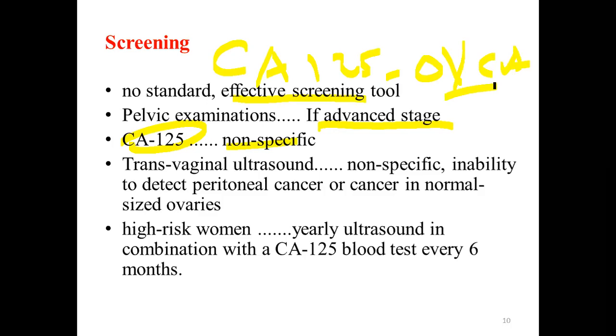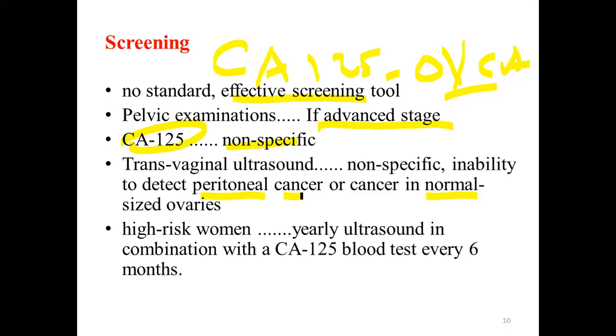Okay, good. Now, look at transvaginal ultrasound. It is not specific and is unable to detect when there is a peritoneal cancer or cancer in normal-size ovaries, unless the ovary grows; otherwise even transvaginal ultrasound will not detect it.